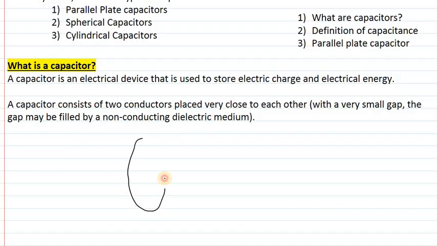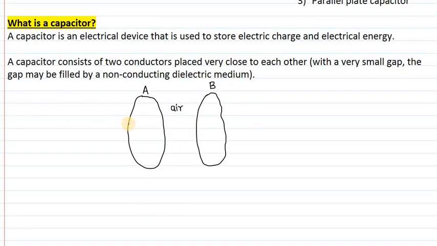Suppose that this is a conductor, any random shape. It could be any shape. Although we study the parallel plate capacitor, we can have two conductors of any shape. Let us say this is the conductor A and this is the conductor B, and this is the gap between them. Right now we take the gap as air only, because air is also a dielectric medium. Air is a non-conducting medium. So this pair of two conductors placed very close to each other makes a capacitor.